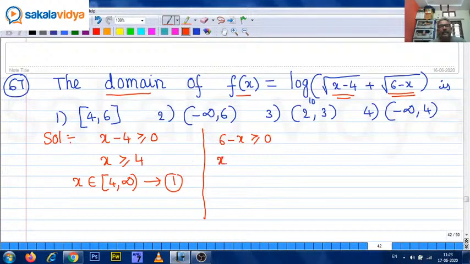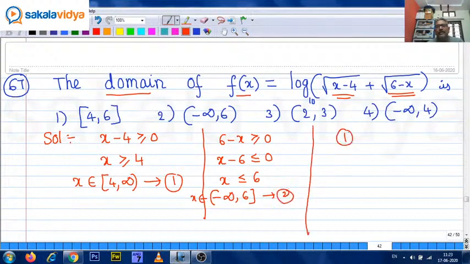Multiply with a minus sign: x minus 6 less than or equal to 0, so x is less than or equal to 6. We can write this as minus infinity to 6 closed. Now we need to find the intersection of the two to get the domain of the function, D f.